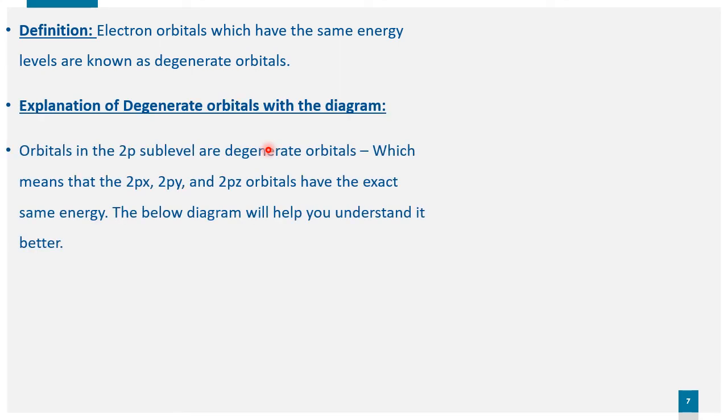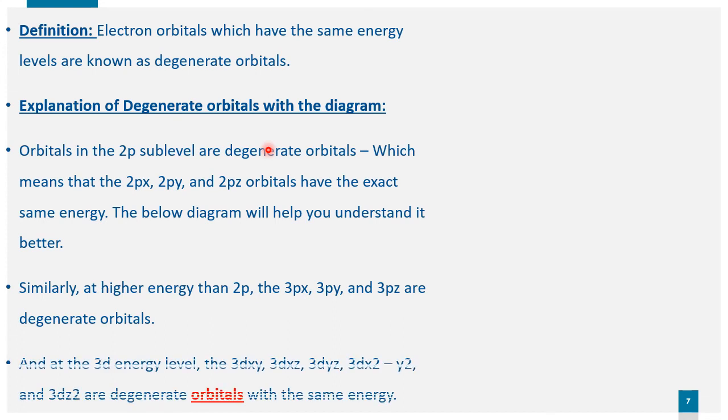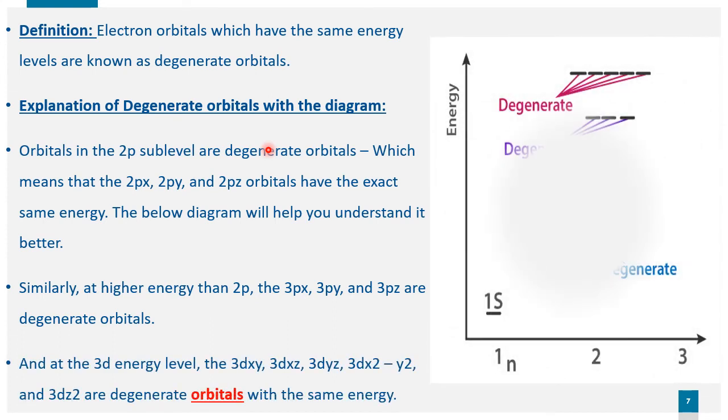See, the same example is given. See it graphically. This is 2px, 2py, 2pz. This is 3px, 3py, 3pz. This is 3d1, 3d2. All the 5 d orbitals, they are degenerate.